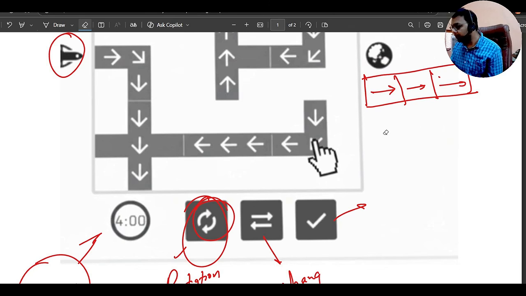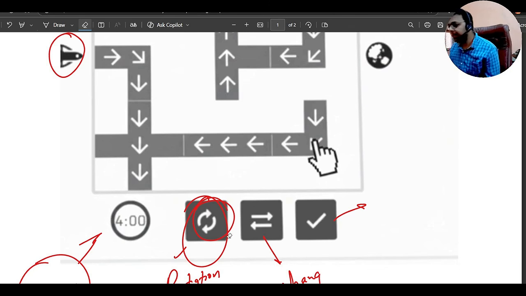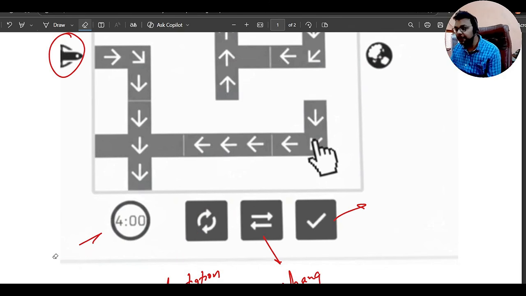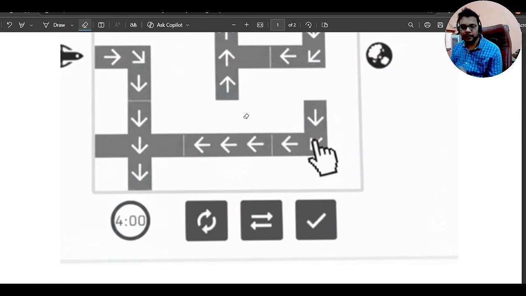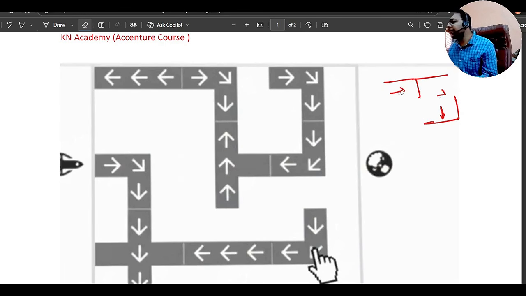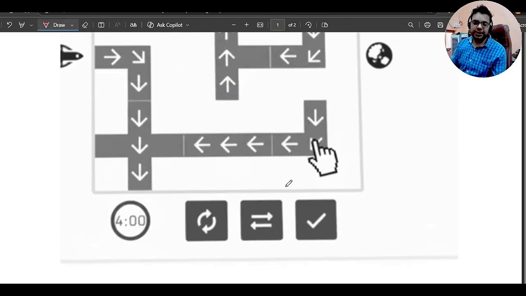Now we will talk about the change direction button, and this is the most important button. Believe me, if you understand this change direction button very clearly, we can solve this puzzle and this game in only 1 minute. Basically this button is used to change the direction of the arrows. But the most important point is it cannot change the direction only in the bidirectional format, it can change the direction in any direction. Like, for example, I will give you an example.